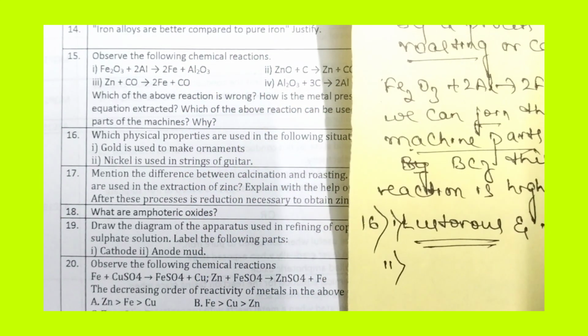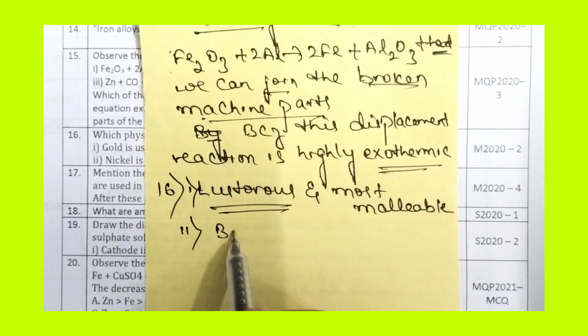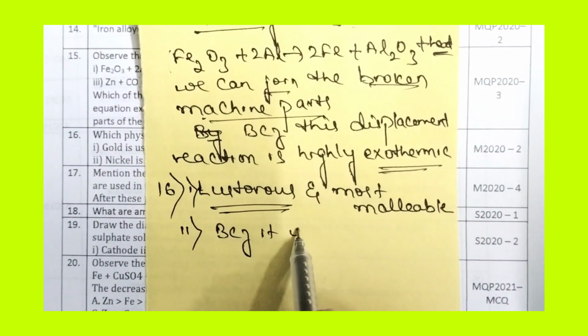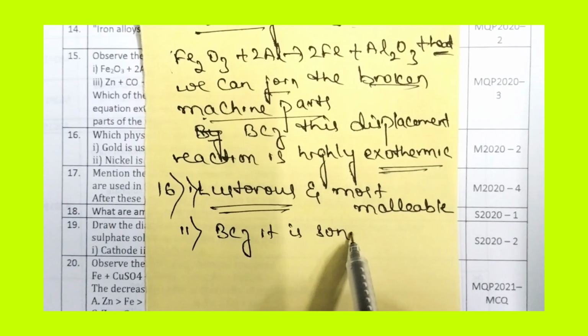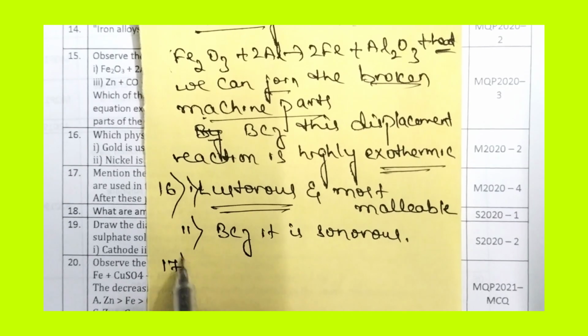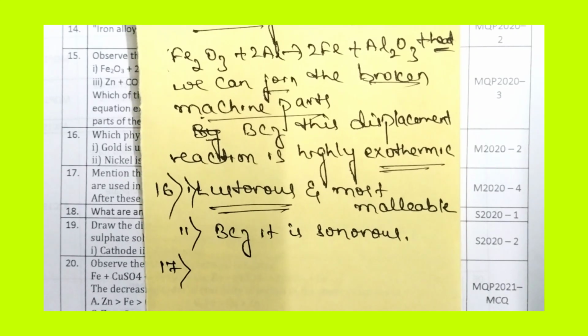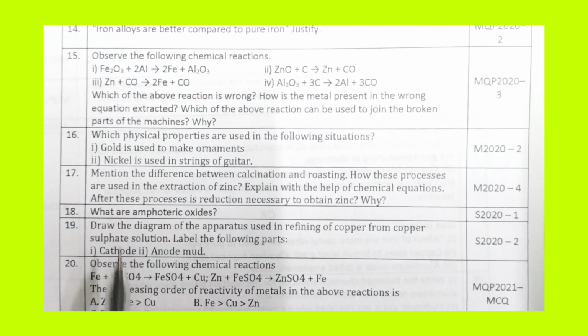The second one, nickel is used in the strings of a guitar, he has asked. Because it is sonorous, it will make a sound. So these are the two reasons that you can give. These are the two physical properties that make them suitable for use in jewelry and in making guitars. Next, let us move to the 17th question.